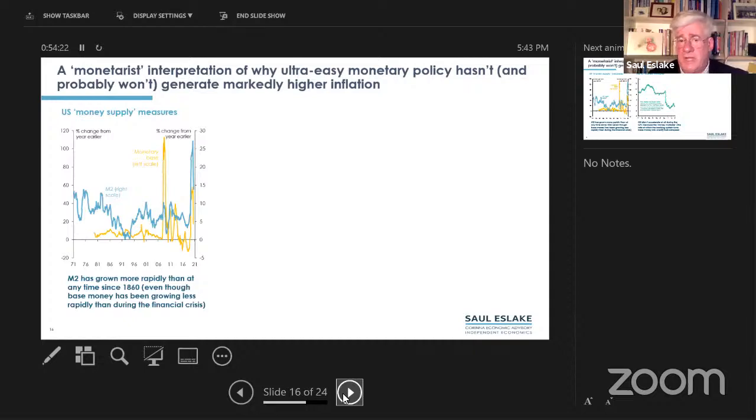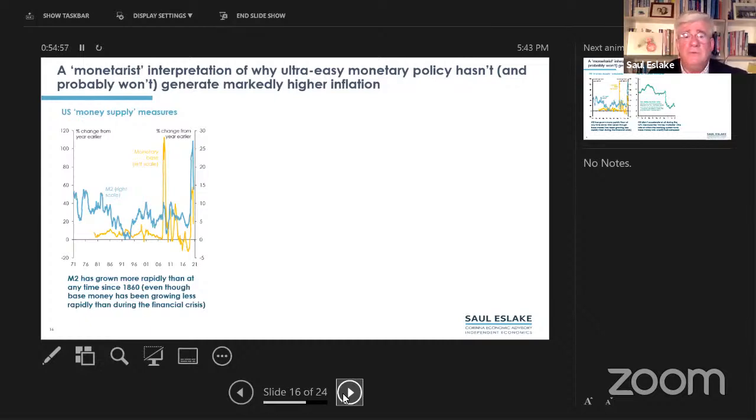Now, what I've shown in this first chart here is for the United States M2. That's the most commonly used measure of the money supply. It's notes and coin plus bank deposits owned by the non-bank public. And I've shown that against the monetary base, which is the liabilities of the Federal Reserve. And you can see that the monetary base grew at an extraordinarily rapid rate during the financial crisis of 2008-9. It grew by more than 100%. But the money supply itself didn't accelerate at all.